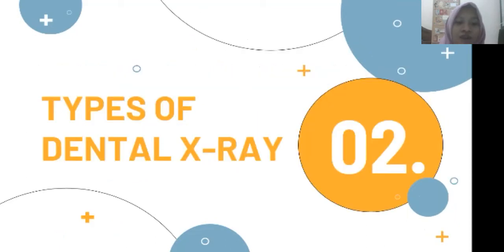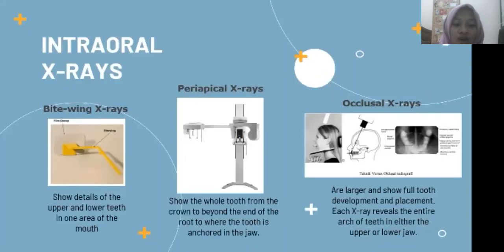Next, types of dental X-ray. So there are two main types of dental X-ray, intraoral X-ray and extraoral X-ray. First, intraoral X-ray. Intraoral X-rays are the most common type of dental X-ray taken. This can provide a lot of detail and allow your dentist to find cavities and monitor the general health of your teeth and jawbone.